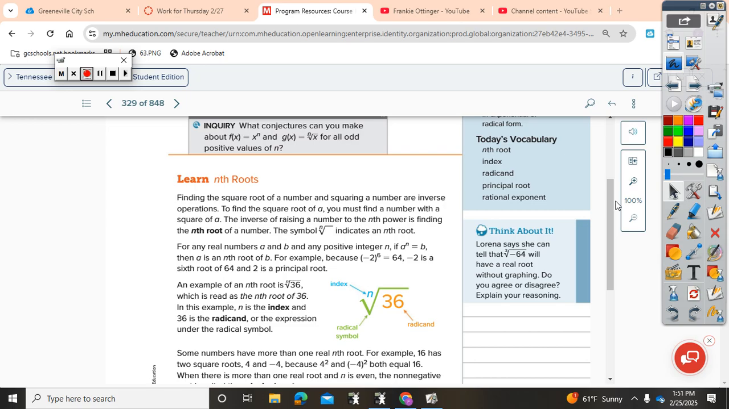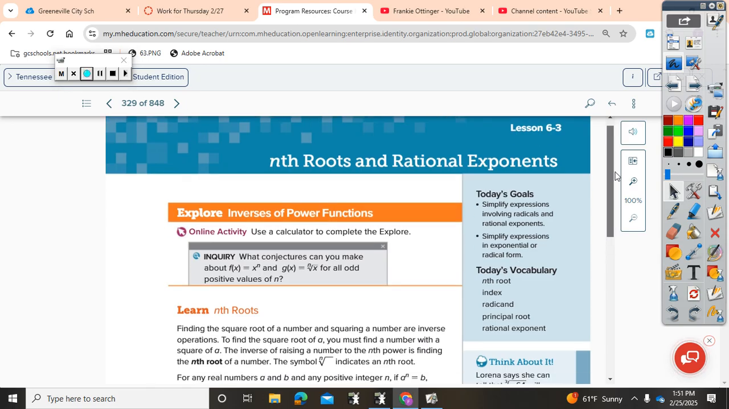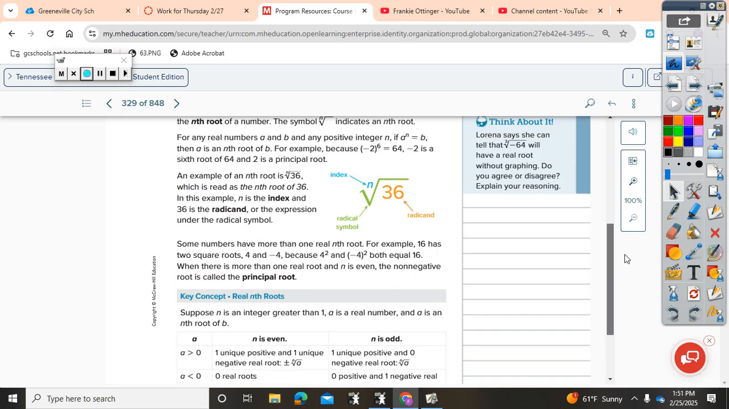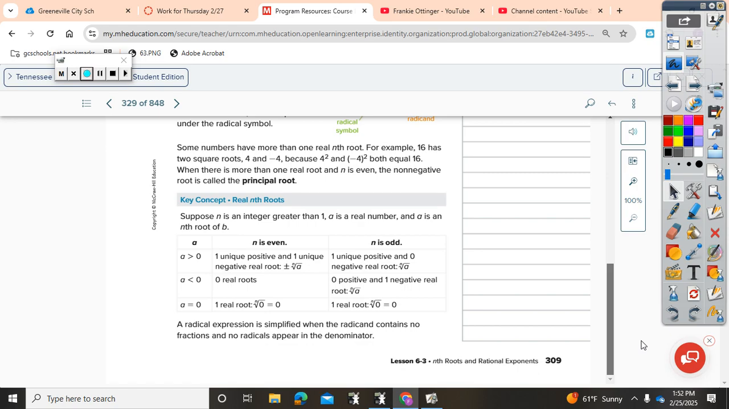Okay, so this is lesson 6.4, no, 6.3, sorry about that. I'm going to start on page 309.